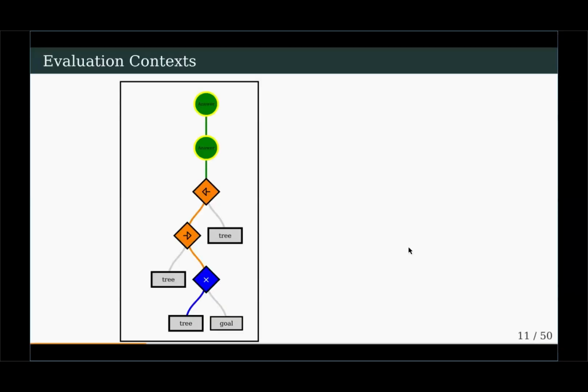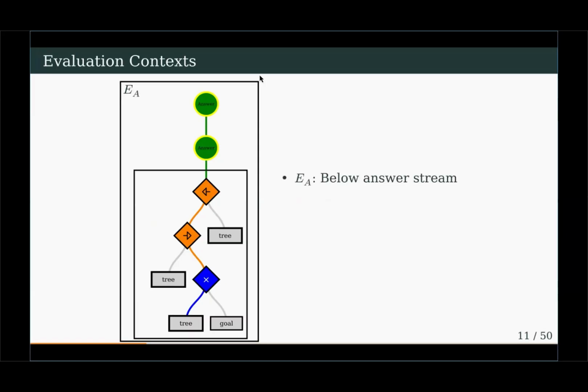Beginning with the evaluation context. Conceptually, we'll divide our search tree into two parts. At the top here, we'll say this is the answer stream. Evaluation, again, is trying to get down to those normalized search trees where we just have answers. At the top of our search tree, we'll have all the answers we've accumulated so far. Our first evaluation context, EA, will grab just below those answer streams. In other words, it's capturing the part of the search tree where work is still occurring.